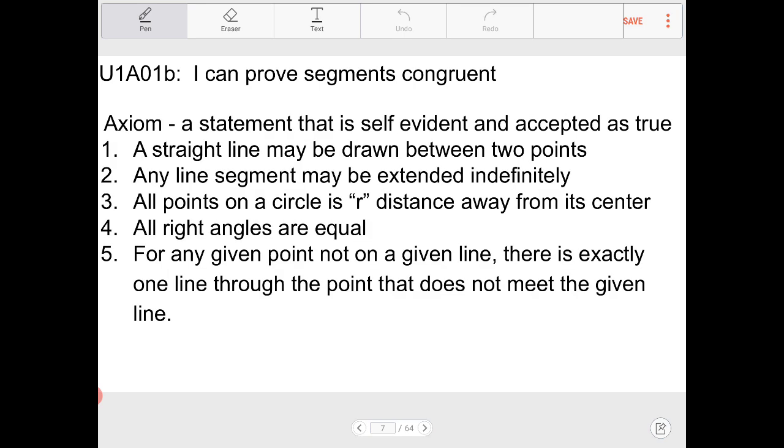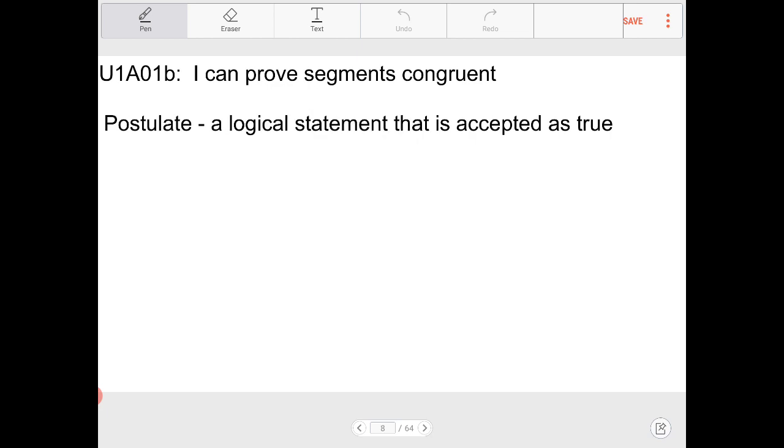You may be thinking, wait a minute, Mr. Chan, aren't these logical statements? A straight line may be drawn between 2 points. That seems very logical, doesn't it? Well, that's slightly different, though. What a postulate does is allow us to connect the axioms together. And by connecting the axioms together, we can then form other things. And you're going to see in a moment why these postulates need to be present in order for us to use the axioms.